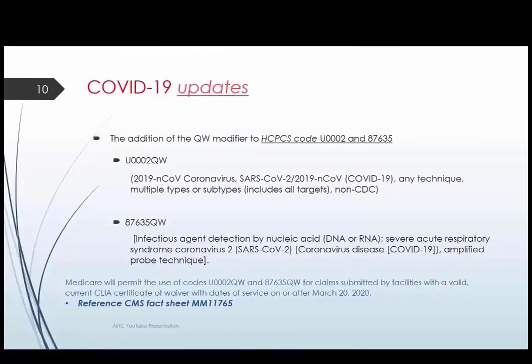COVID-19 updates include the addition of the QW modifier to HCPCS codes U0002 and 87635. Medicare will permit the use of codes U0002 QW and 87635 QW for claims submitted by facilities with a valid current CLIA certificate of waiver with dates of service on or after March 20, 2020. Please reference CMS fact sheet MM11765 for more information. The direct link to this PDF fact sheet can be found in this video's description.